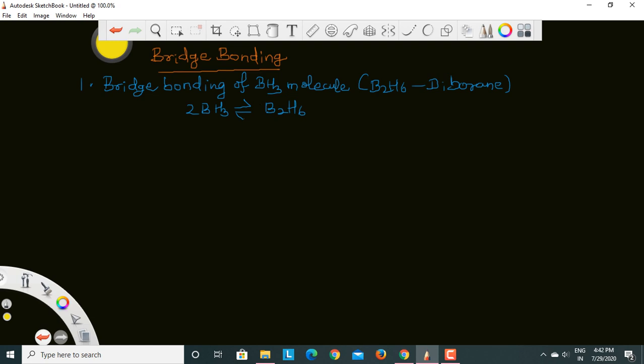Suppose you take B2H6 and you dissolve it in a cyclic ether. This is known as tetrahydrofuran, THF. This is a cyclic ether. If you give this, then you will get like this, BH3. This is 2 number of this. So this becomes donor, this becomes acceptor.